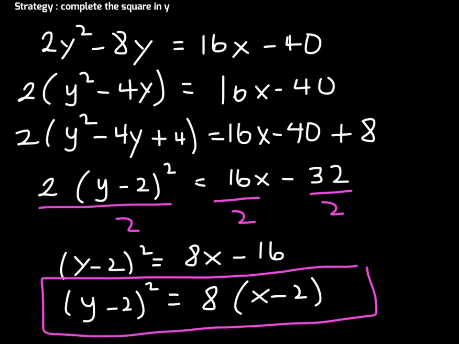So now you can see that 8, which represents 4 times p, is positive. So this parabola, which we said in the beginning, because the variable y is being squared, the parabola is opening to the left or to the right. But now that we see a positive 8 right here, we know our p-value is also positive, which means this parabola is opening to the right.